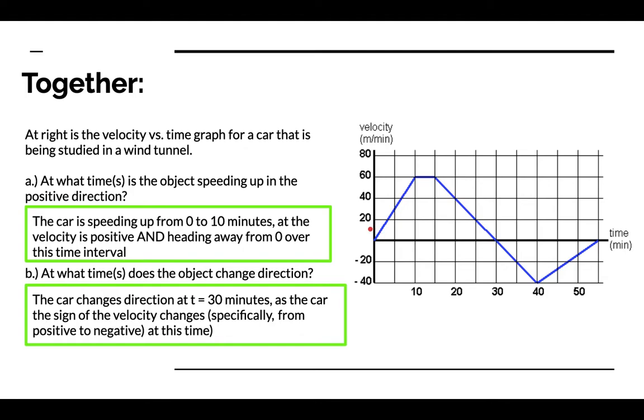We can't say that we're changing direction at 0 minutes or at 55 minutes, because even though we get close to crossing the time axis, we never actually cross. So we can't say for sure whether we change direction at 0 minutes or 55 minutes.